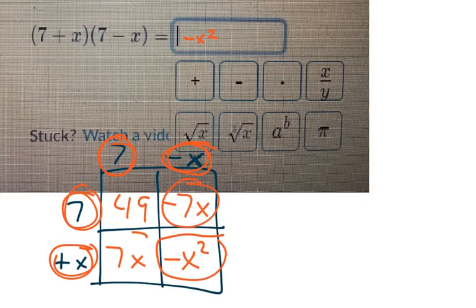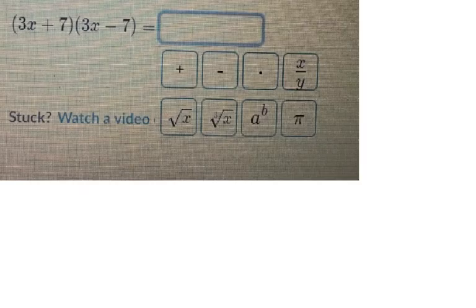Notice how the 7x and minus 7x cancel out to 0. And the only thing left is plus 49. Click check, you got it right. Okay? Let's do at least one more of these. So let's take a look at this one right here. Again, we're going to set up the box.